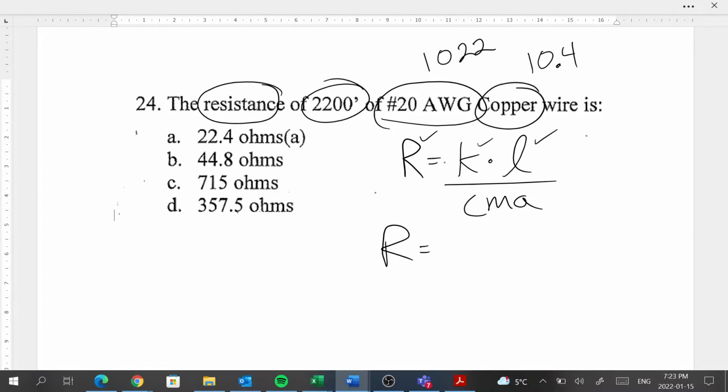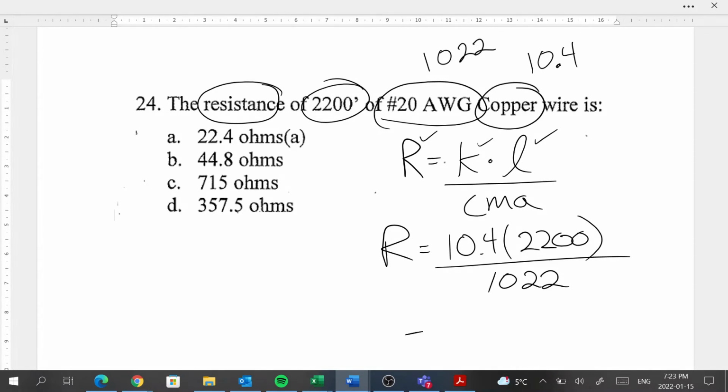So our K is 10.4 times 2,200 feet, and we always use feet for this equation. And our CMA is 1,022. Plug that into the calculator, and you get 22.4 ohms. So our answer there is A.